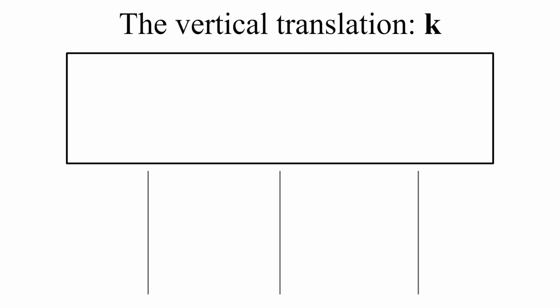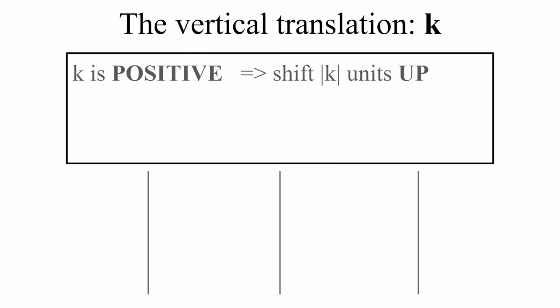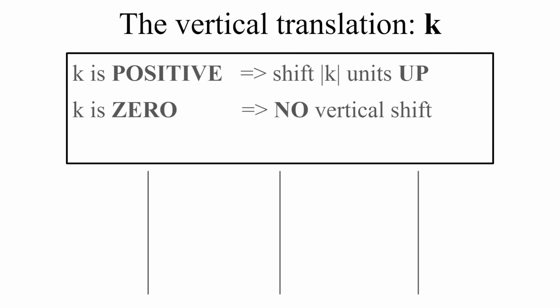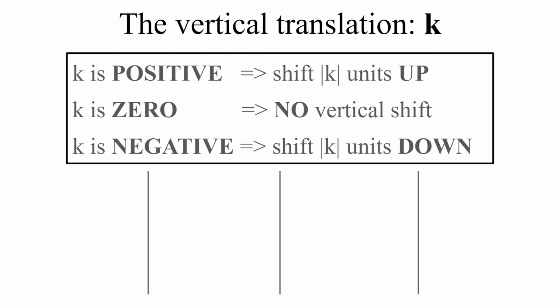So let's sum that up again really quickly. So when k is positive, we shift the absolute value of k units up. When k is 0, we have no vertical shift. And when k is negative, we shift the absolute value of k units down. Once again, you need to be able to go back and forth between the two interpretations very quickly.